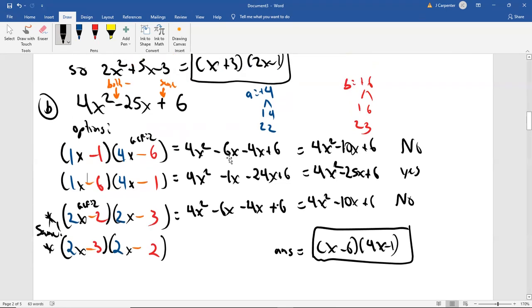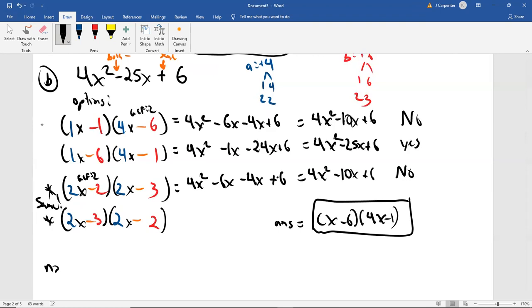Now, what's cool is, with practice and skill, I actually knew the first one and the third one failed immediately because they had GCFs inside of one of the parentheses, but there was no GCF in the whole thing. So sometimes you can eliminate answers that way as well. But again, it's just a lot of practice. So I want to make a note of that.